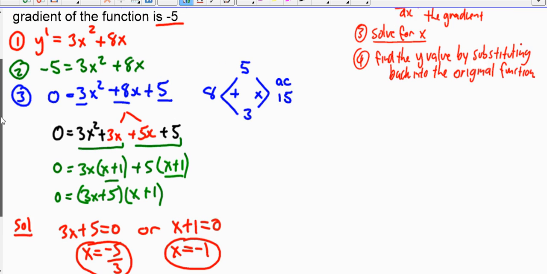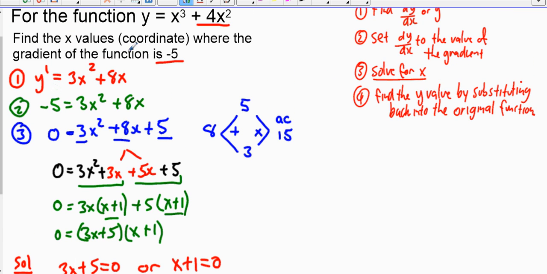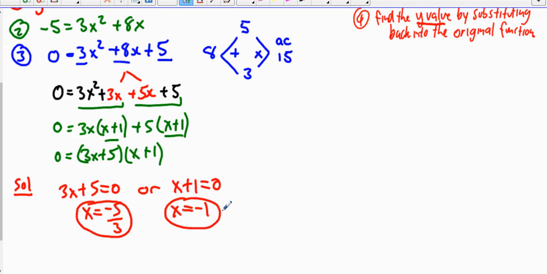And now if I wanted to or had to find the corresponding y value, I would take each of these x values that we found and substitute back into the original function.